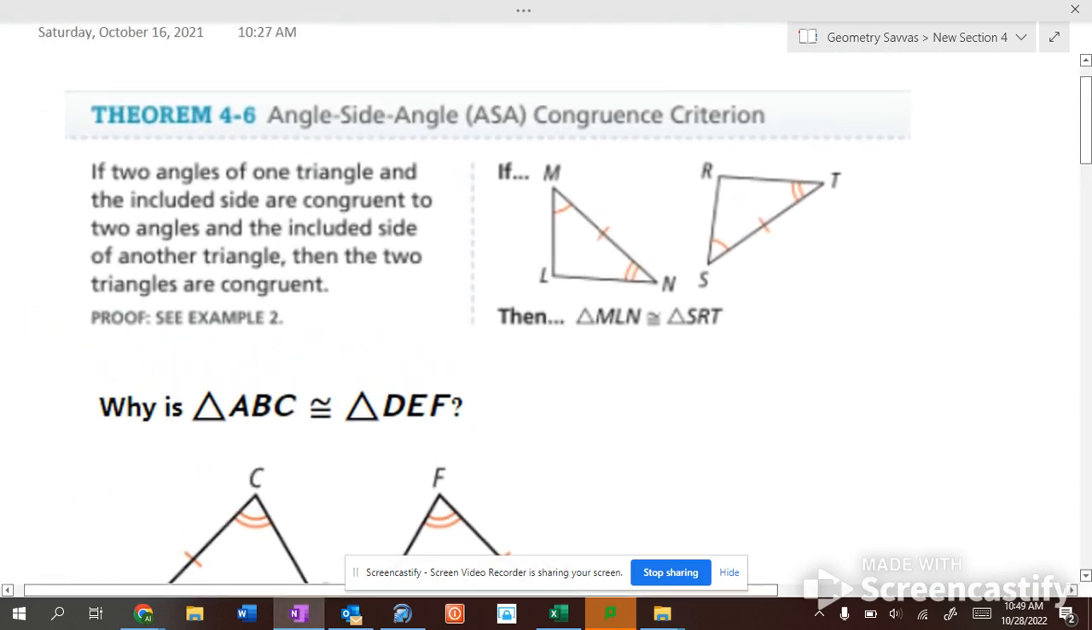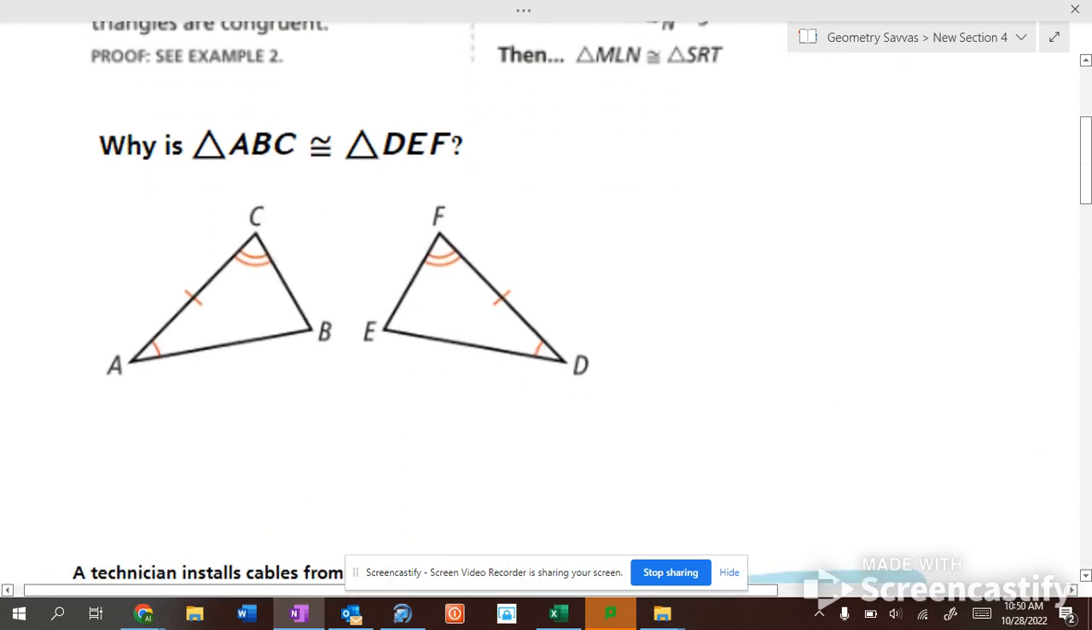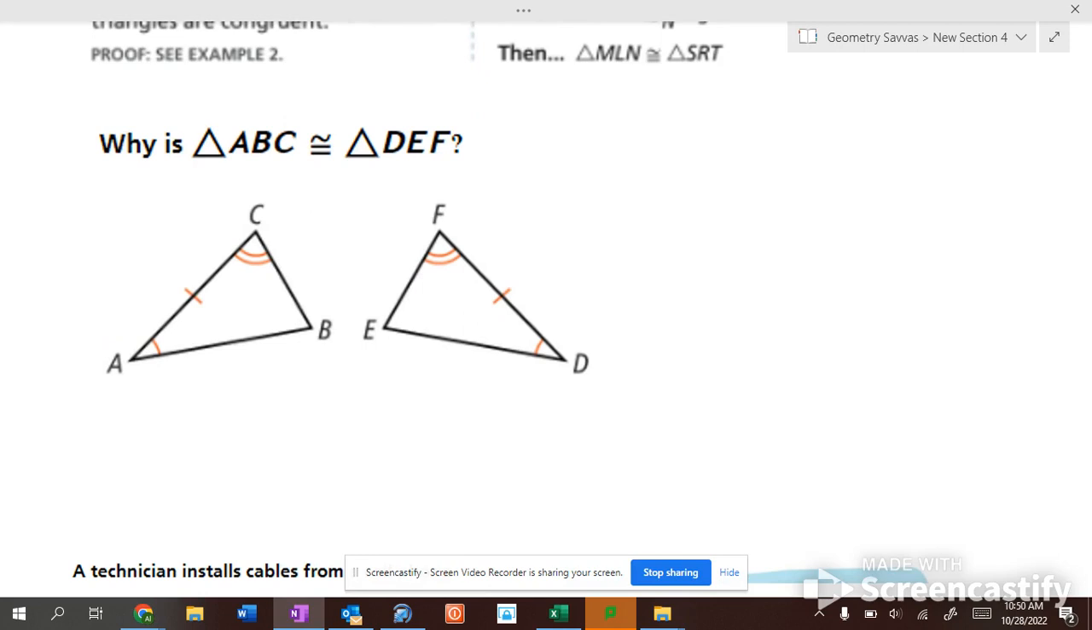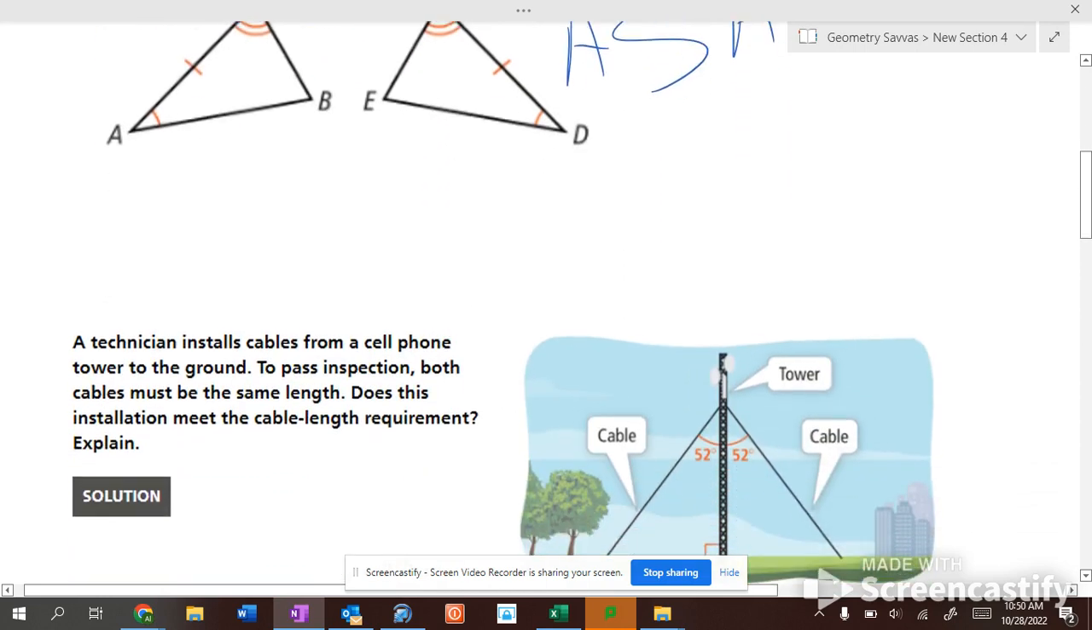All right. Today, just like side, side, side, and side, angle, side, we have this thing called angle, side, angle. If you know two angles and the side in between the two angles that we're talking about, then the triangles are congruent. So two angles and the side in between, these triangles are congruent. So why would ABC be congruent to DEF? Side or angle, side, angle. Angle, side, angle, because we know two angles and the side in between.